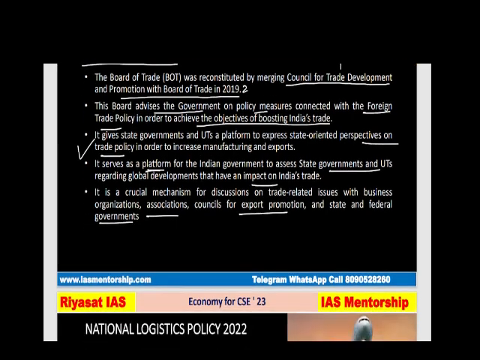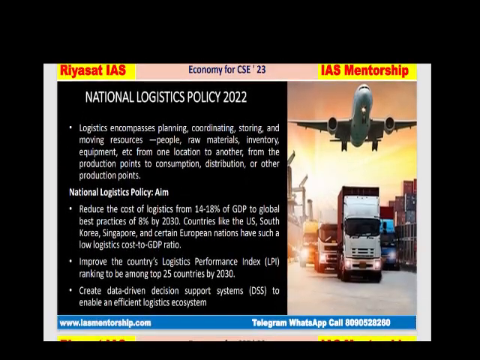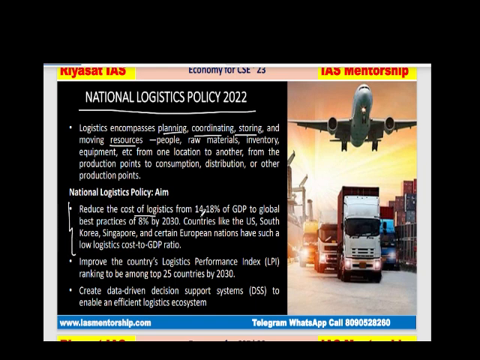Clear? Fine. Next topic, very important again, is your National Logistics Policy of 2022. Basically, logistics meaning is transportation. Logistics में आपका क्या क्या आता है? Planning, coordinating, storing, moving resources, etc. And this logistics policy का aim क्या है? That we should be reducing the cost of logistics from 14 to 18% of the GDP to global best practices of 8%. मतलब इतने से हमको 8% आना है by 2030.